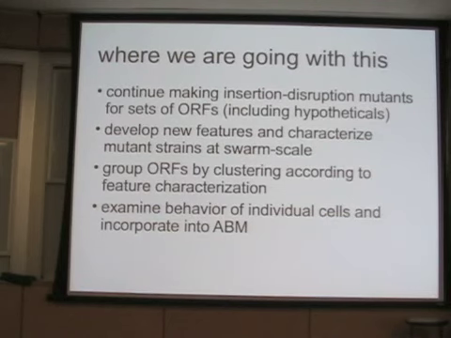And then lastly, when we have a cluster of genes that all seem to behave the same way at a global scale, we'll go in with fluorescently tagged cells and start examining the behavior of individual cells, and then incorporate that behavior into the agent-based model to see if we can get closer and closer to a point where the agent-based model reflects what we're actually looking at on a global scale.